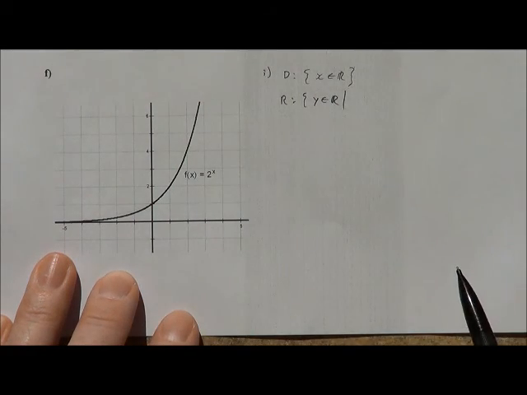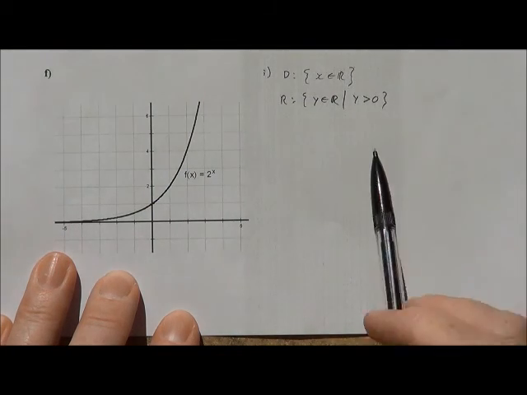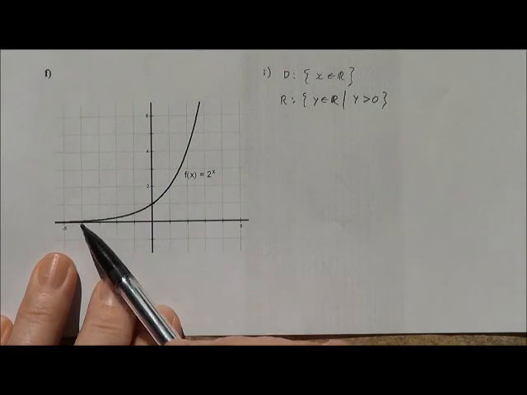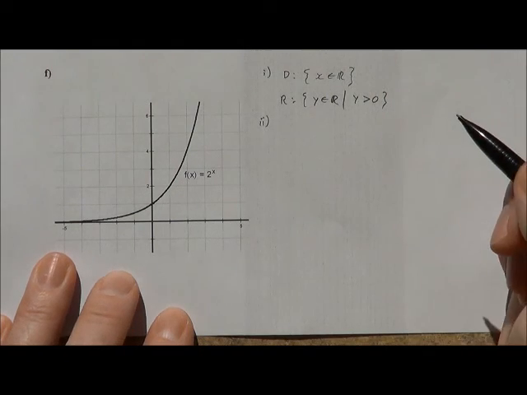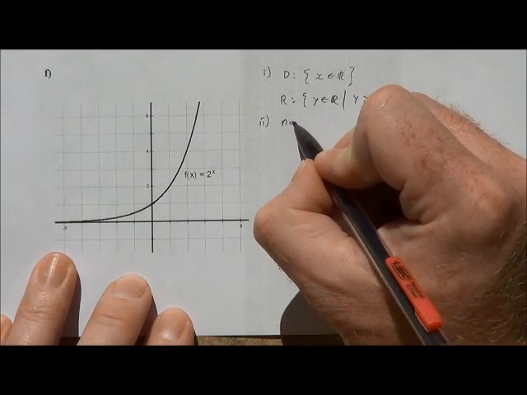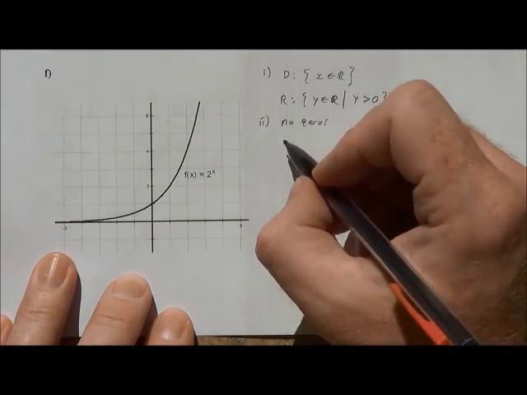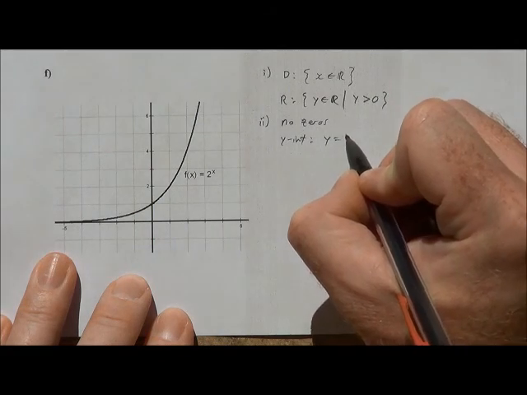The range, y is an element of all real numbers such that y is greater than 0. It cannot be equal to 0 because that's a horizontal asymptote, and the graph will approach it but never touch it. Zeros and y-intercepts: there are no zeros because of the horizontal asymptote on the x-axis, and the y-intercept is y equals 1.